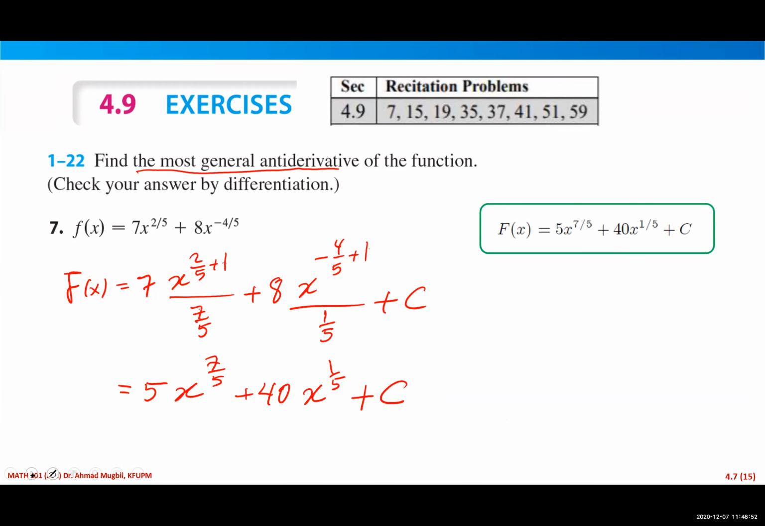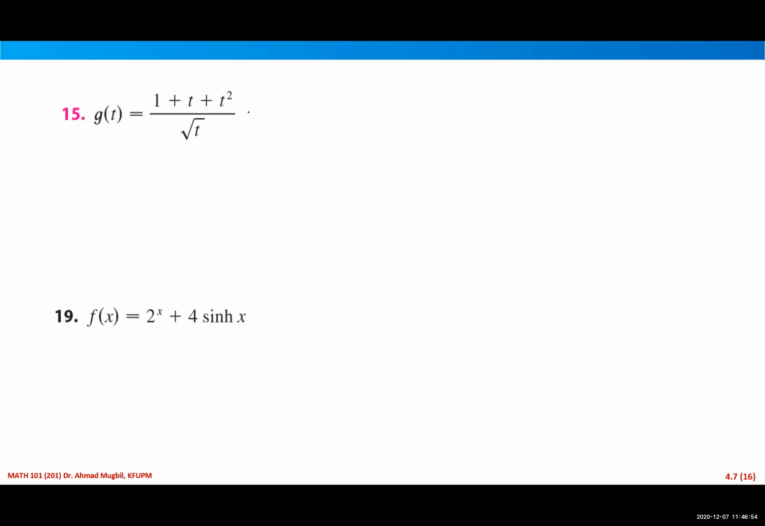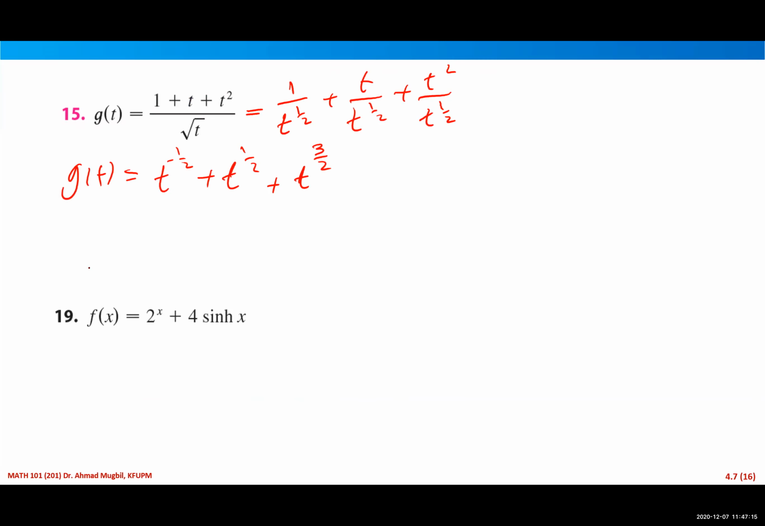I will not solve the next ones, guys. Here you need to simplify. Just make it 1 over t to the power half plus t over t to the power half plus t squared over t to the power half. Then it will be t to the power -half plus t to the power half plus t to the power 3 over 2. Now this is the function. You will apply what I did in the previous slide and you will get this.